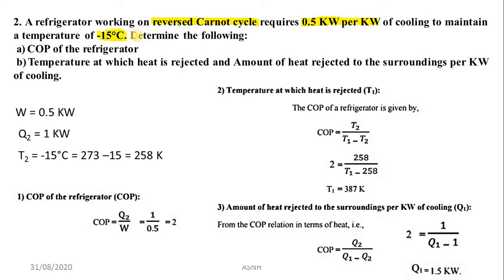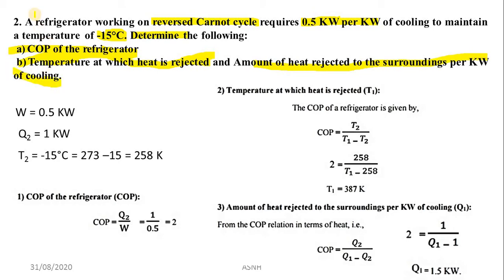That is the lowest temperature we achieve in the refrigeration system, around minus 15 degrees Celsius. We have to calculate three important terms. The first is the COP of the refrigerator. They do not mention whether they want the actual or the Carnot COP, but on the basis of the given data it is very easy to calculate the actual COP as well. So we can use the formula of actual COP while calculating the first parameter. The second is the temperature at which the heat is rejected, and the third is the amount of heat rejected to the surrounding per kilowatt of cooling.